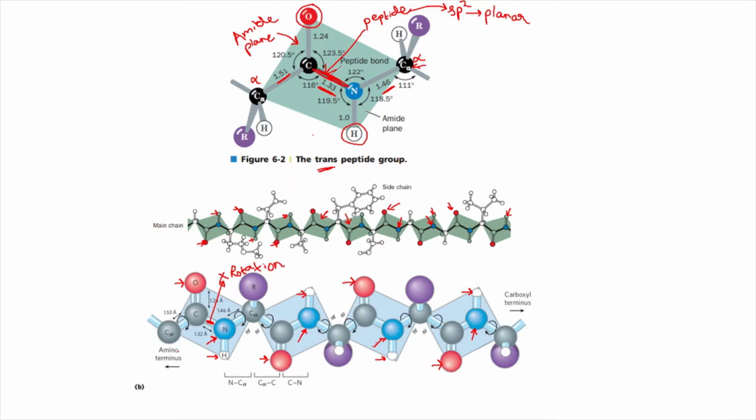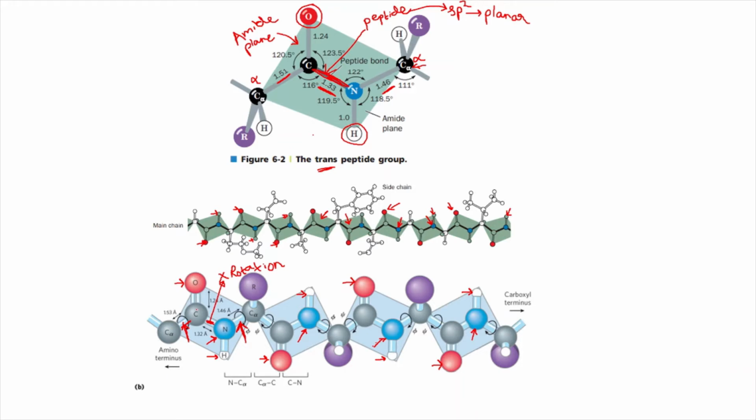So what you can do is only rotate the other two bonds. For example, you can rotate the C alpha-C bond and the N-C alpha bond. These two bonds are rotatable because there you don't have any partial double bond character. These are only simple single bonds. So rotation is only permitted around the C alpha-C bond and the N-C alpha bond. Rotation is not permitted on the peptide bond.